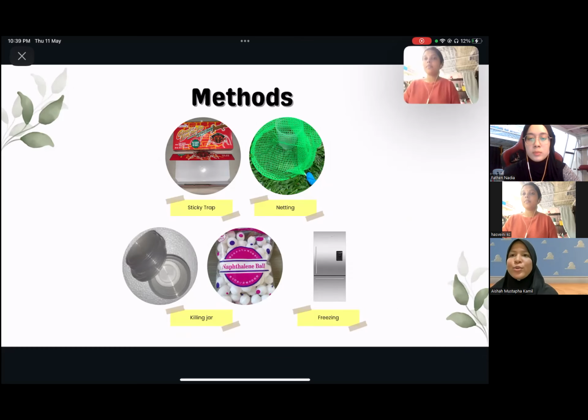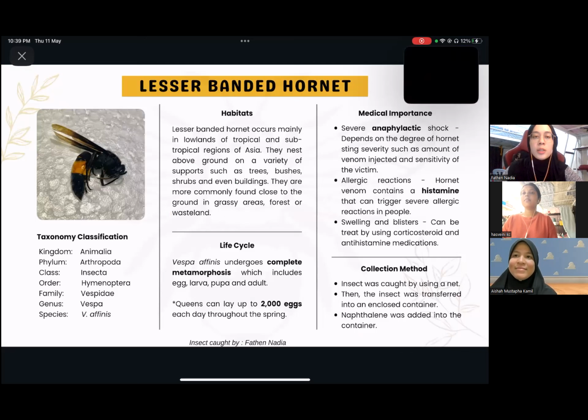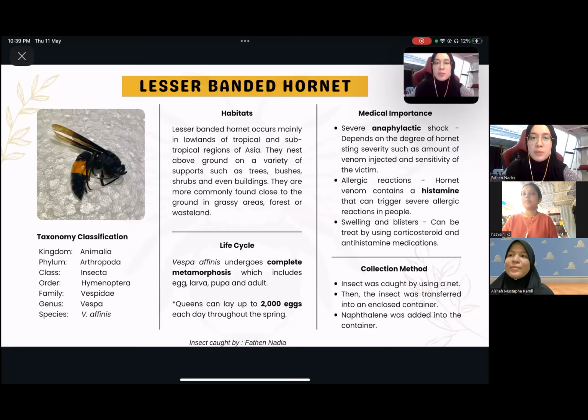Now moving on to the results. The first insect that we managed to catch is the lesser banded hornet. Based on the taxonomic classification, the lesser banded hornet is Vespa affinis. As for habitat, it is mainly found in the tropical and subtropical regions of Asia. They nest above ground on a variety of supports such as trees, bushes, shrubs, and even buildings. They are more commonly found close to the ground in grassy areas, forests, or wasteland.